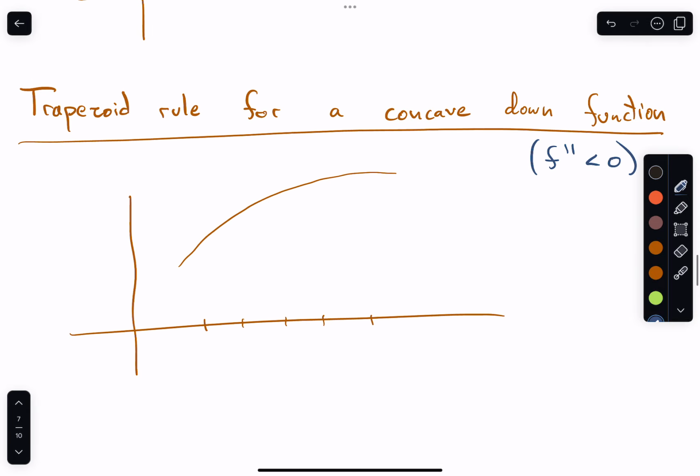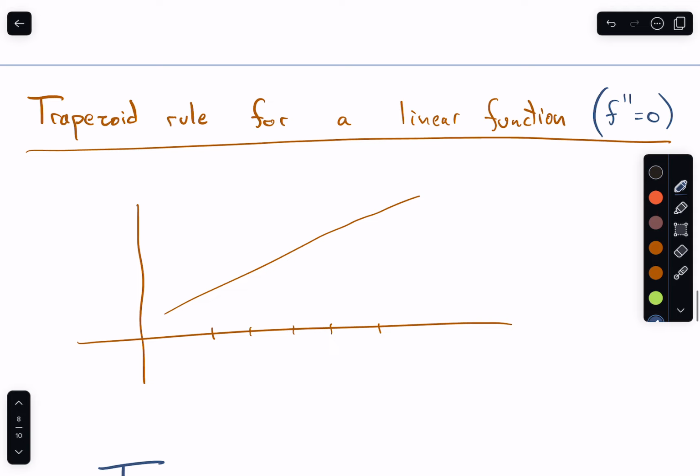What if your function is concave down? If you do a similar idea, connecting pairs of points with a straight line, you will get an underestimate for the correct area of the function. Okay. If your function graph happens to be a straight line, then you're in luck because the trapezoid rule will perfectly give you the correct area under the curve. But that's the best possible situation.